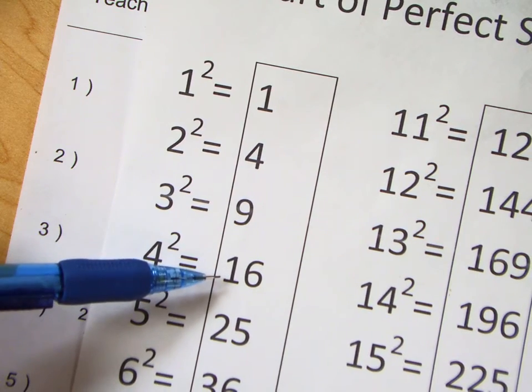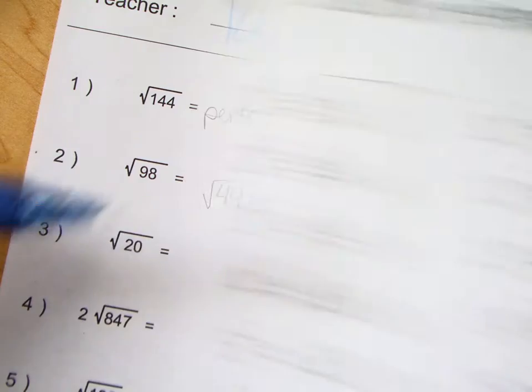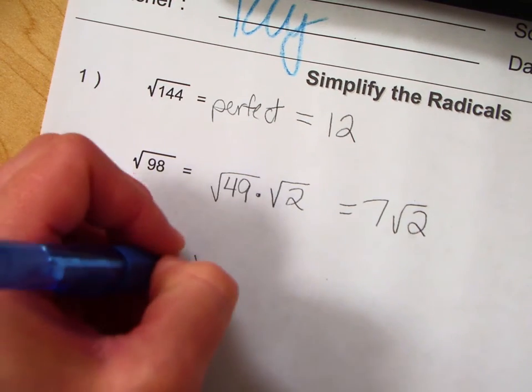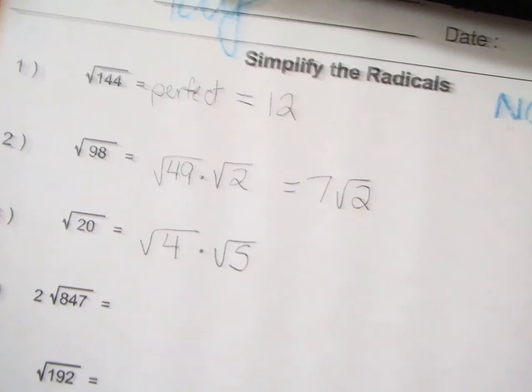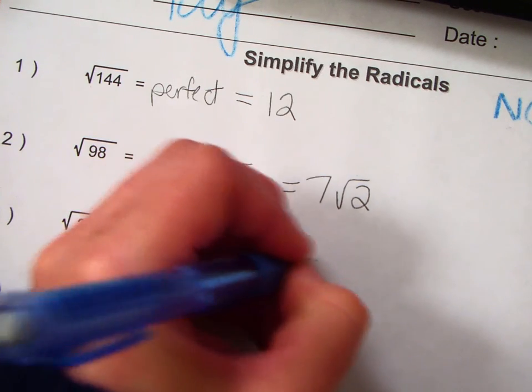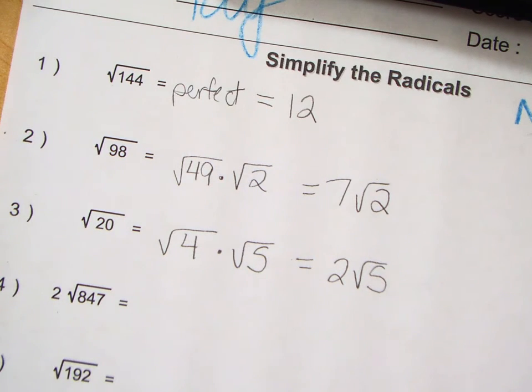So you go to your list and you would start around 16. 20 does not divide by 16. 20 does not divide by 9. 20 does divide by 4. So you would say, okay, it's 4 and 5, because 4 times 5 is 20. The square root of 4 is 2, and the square root of 5 just stays attached. Now what we have is 2 times the square root of 847.